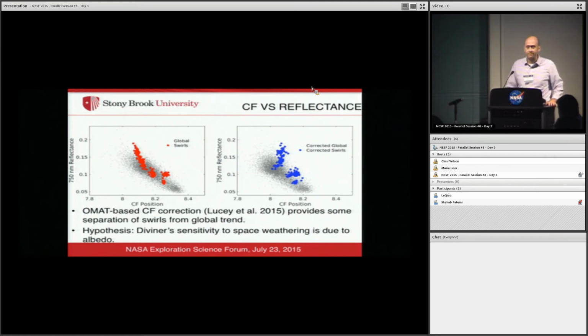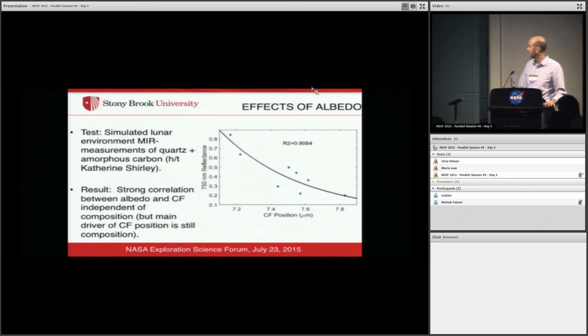We spent a lot of time in the Diviner team thinking about why we're even sensitive to CF, and I think it was probably 5 or 6 years ago that Josh Banfield, in a Diviner team meeting, brought up the idea that it was probably just albedo related. Darker surfaces are going to get a different thermal gradient than brighter surfaces, and that thermal gradient is going to affect the CF position. Paul, in his paper, goes into that in a lot more detail, but we can actually test this.